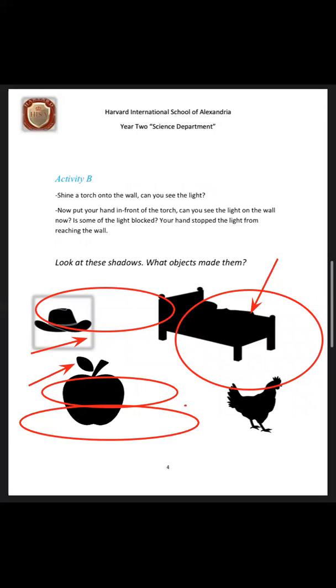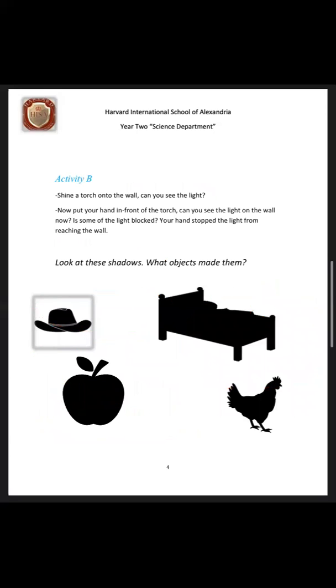Activity B. Shine a torch onto the wall. Can you see the light? Of course, when you shine a torch on the wall, you can see the light. Now put your hand in front of the torch. Can you see the light on the wall now? I don't think so. Is some of the light blocked? Yes, some of the light is blocked by my hand or your hand. Your hand stopped the light from reaching the wall.